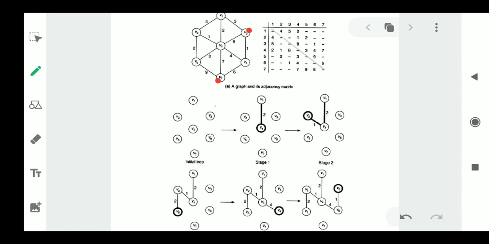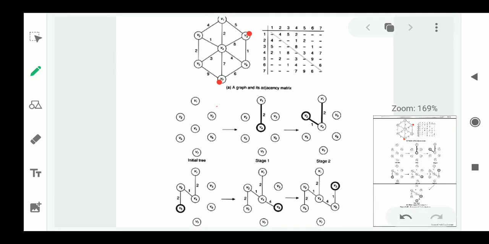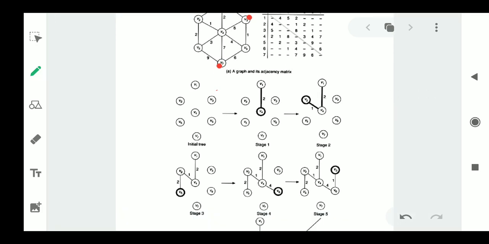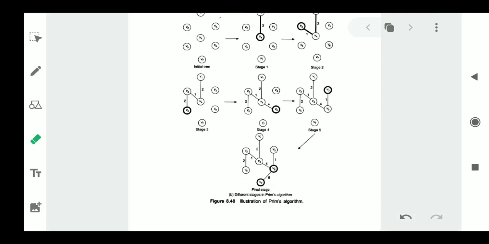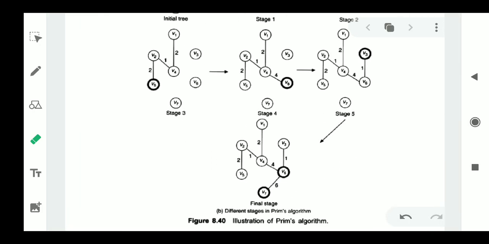So I have connected V3 here, and we need to connect only V7. V7 is remaining. I will observe all the V7 adjacent nodes here: V5, V4 and V6. If I observe each and every one, I came to the conclusion that it is better we connect V7 with V6. Then only that will be the least cost edge. That's why I have connected V7 with V6.